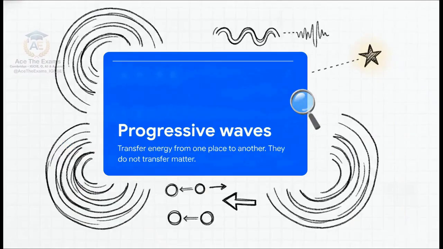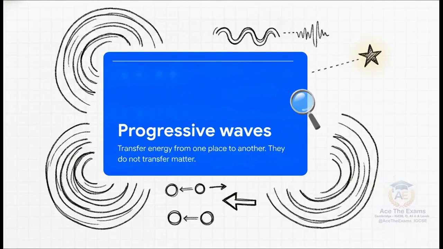So, the absolute foundational concept you need to grasp here is the idea of progressive waves. A progressive wave transfers energy from one place to another, but, and this is absolutely crucial, it does not transfer matter. I really want you to think about that for a second. Whether it's the sound of my voice reaching your ears right now, the light from a distant star hitting a telescope, or just ripples spreading out on a pond, these progressive waves are moving pure energy across space.